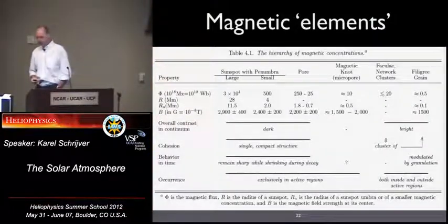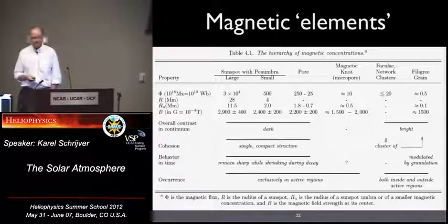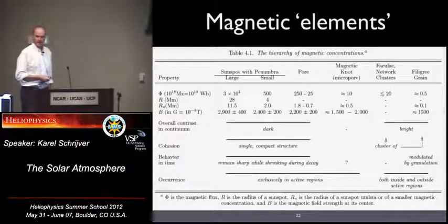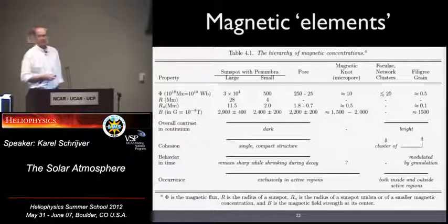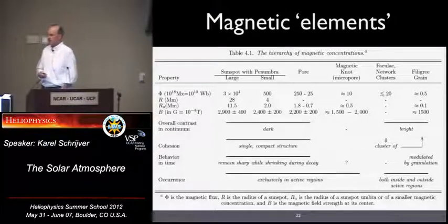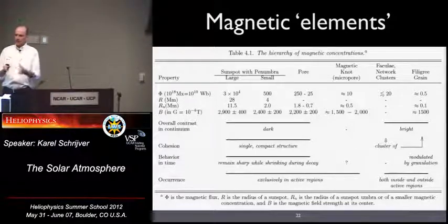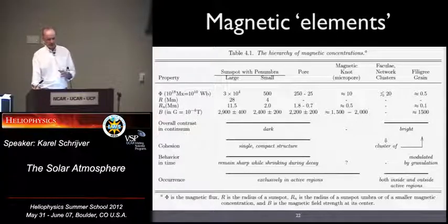And if you look through this table, you can get an idea of how much flux is involved. We express our fluxes in Maxwells. So we go from a couple of times 10 to the 22 Maxwells to make a sunspot to just 10 to the 18 to 10 to the 19 Maxwells, 1,000 to 10,000 times less, to make these other structures. And these structures are either dark or bright. And what happens is this, very briefly.